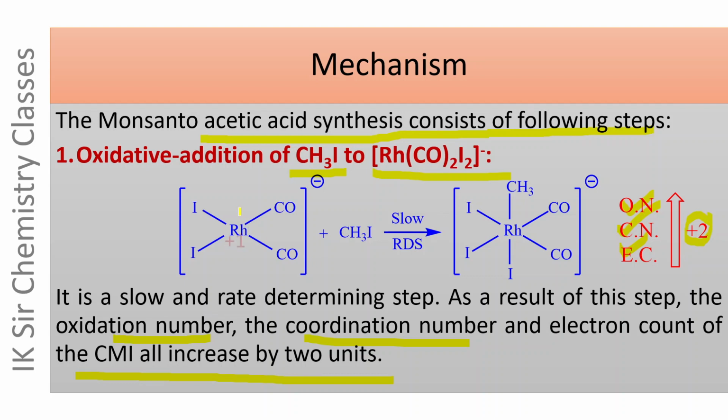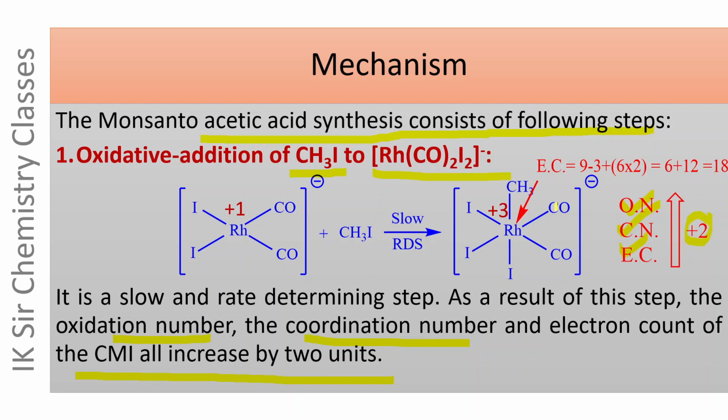The oxidation number is +1 in the reactant, but in the product the oxidation number is +3. There is an increase of +2 in the oxidation number. The coordination number is 4 here. 4 ligands are attached to Rh+ ion, but in the product the coordination number of Rh3+ ion is 6 because 6 ligands are attached to it, and the electron count, as we have seen earlier in the catalyst, is 16, but in the product the electron count is 18.